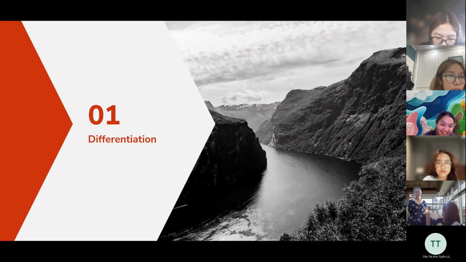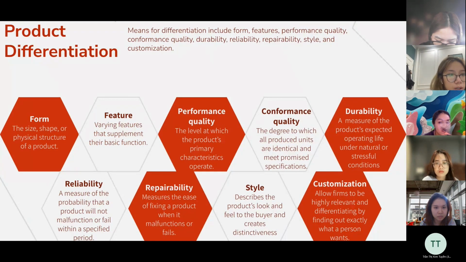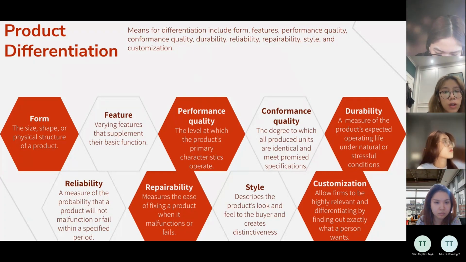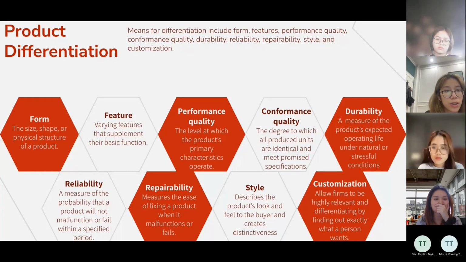I'm Minh Trang and I will present the differentiation part. To be branded, product offerings must be differentiated in the market. So the first one is product differentiation. The means for it include form, features, performance quality, conformance quality, durability, reliability, repairability, style, and the last one is customization. So the first one is form. It refers to the size, shape, or structure of a product.